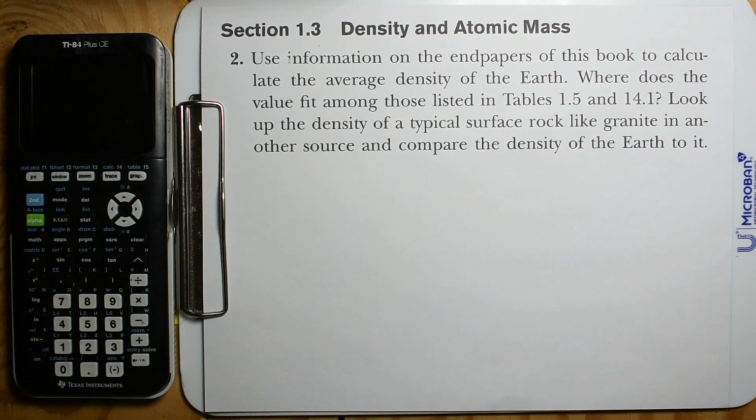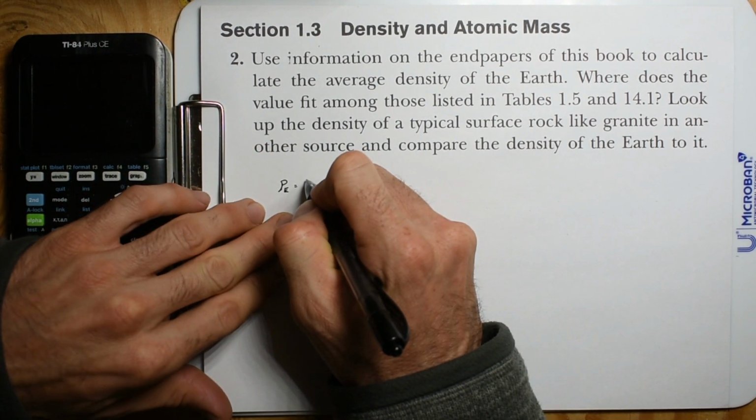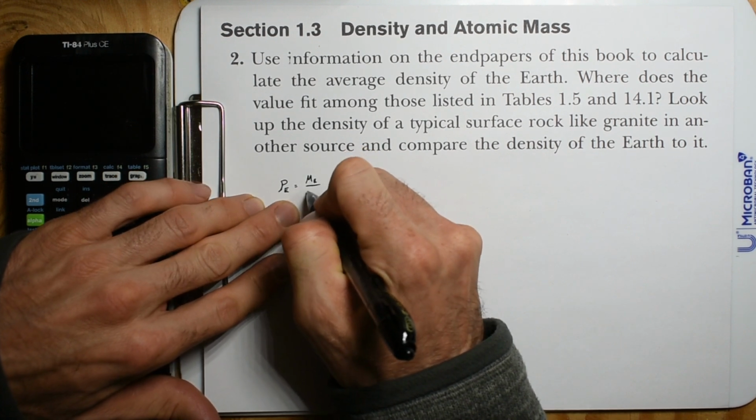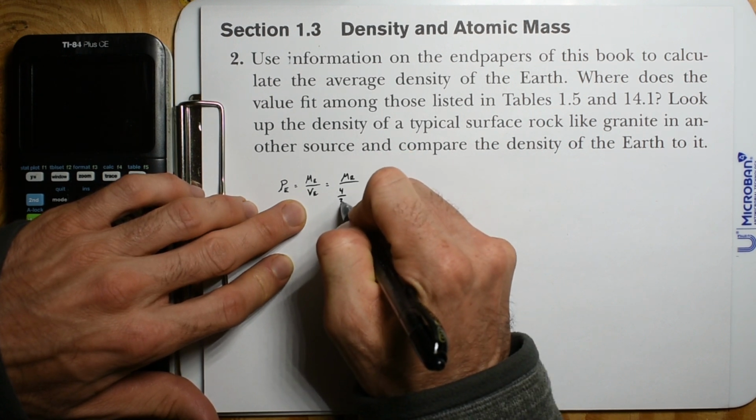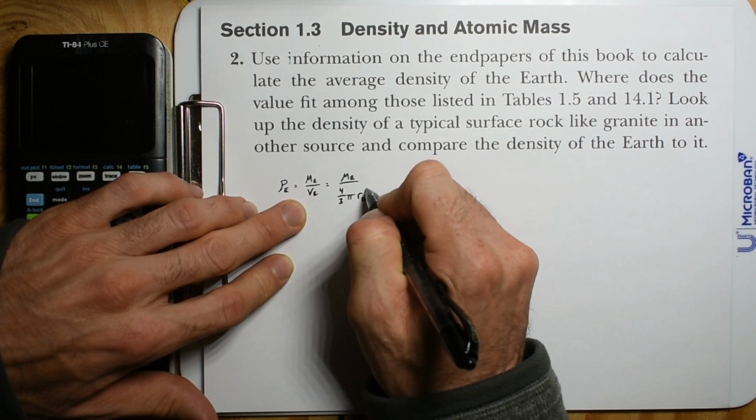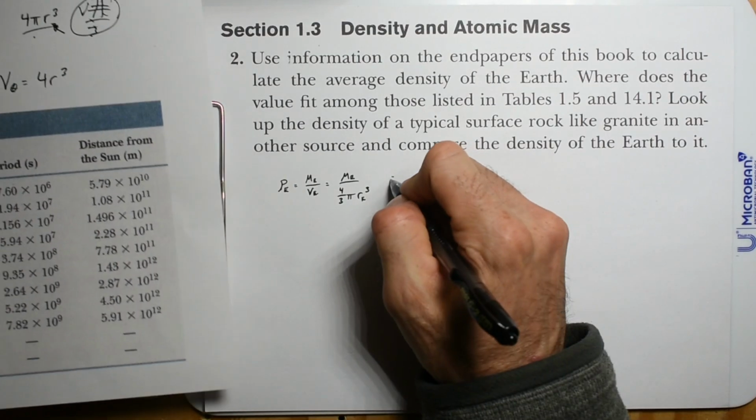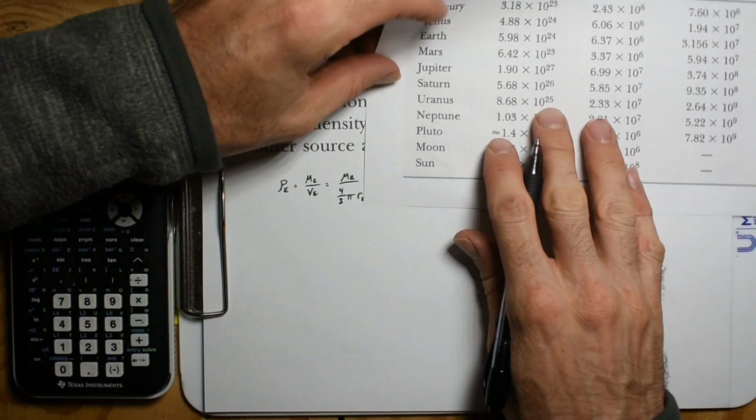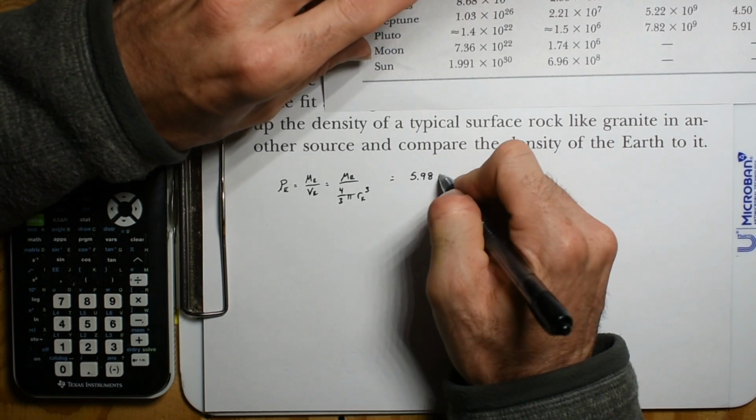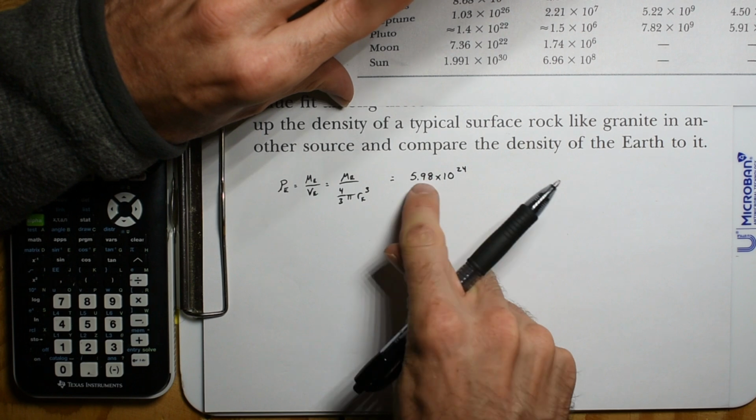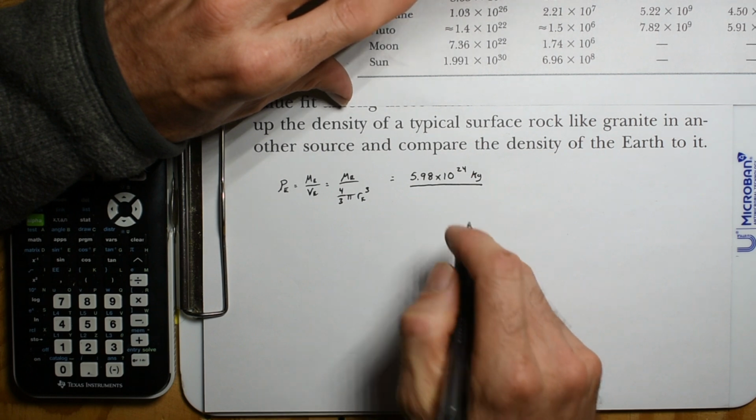All right, so let's do this. The density of the Earth is the mass of the Earth divided by the volume of the Earth, which is the mass of the Earth divided by 4/3 pi radius of the Earth cubed. From our literature, the mass of the Earth is 5.98 times 10 to the 24. It's a good one to memorize. It's 6 times 10 to the 24, which gets you pretty close. You can probably memorize 5.98 because it's only 0.02 off.